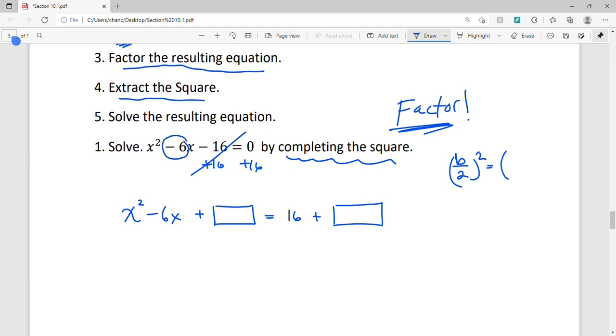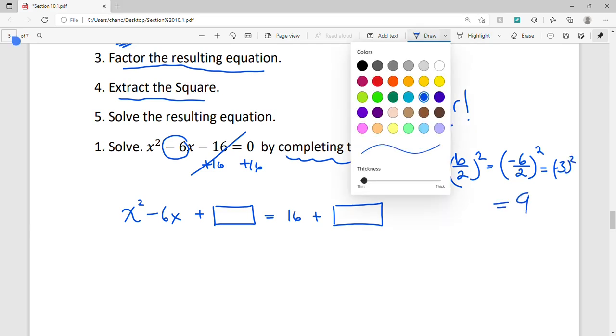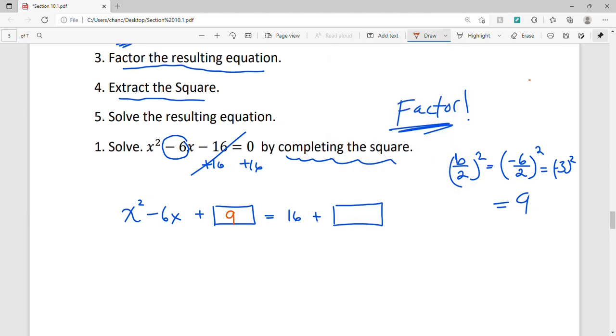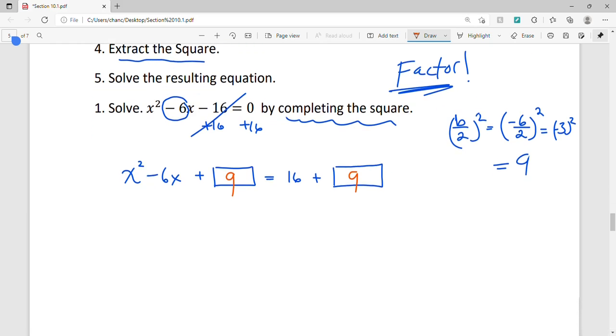We'll take -6 divided by 2 and then squared. So this is the number we need to add to both sides. Negative 6 divided by 2 is negative 3, squared, which is 9. So that's that number that we need. I need to add the 9 to both sides of the equation. So always leave yourself some space so you don't forget that you need to add it to both sides of the equation.